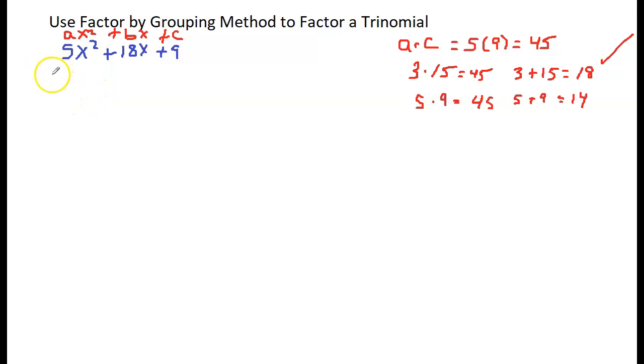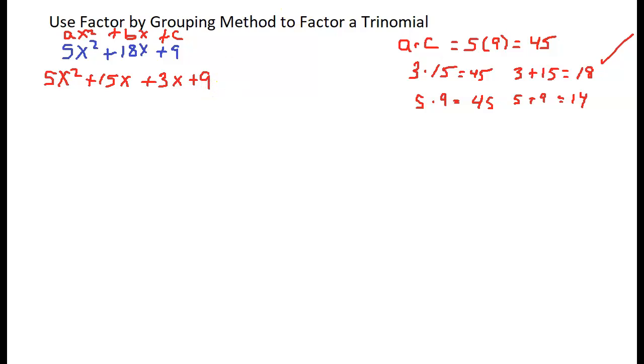So what I'm going to do is write my 5x squared, and then write a plus 3x and a plus 15x. However, I'm going to write this intelligently. I am going to group the 15 by the 5. Why? Because 5 and 15 have common factors. That will leave the 3 by the 9, and 3 and 9 have common factors. So that's what I'm talking about by using my intelligence. Okay, so plus 15x plus 3x, and I write the plus 9.